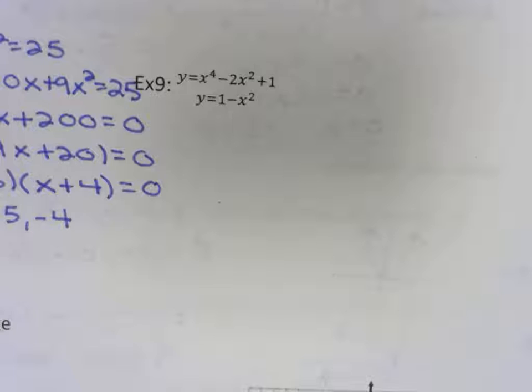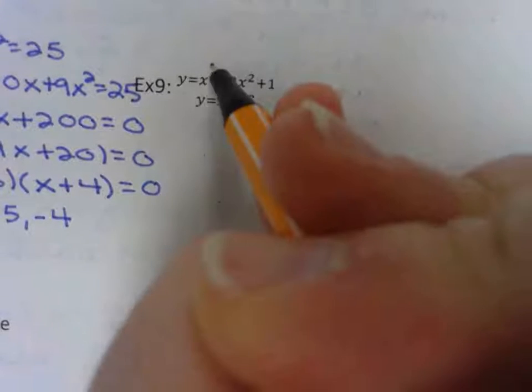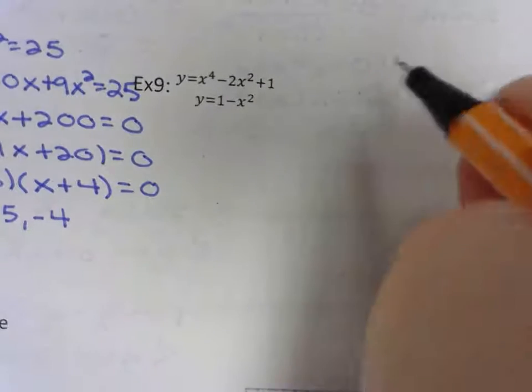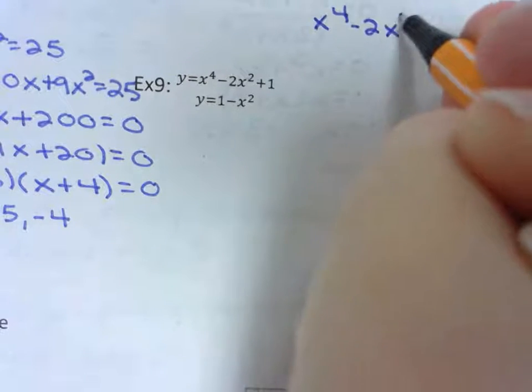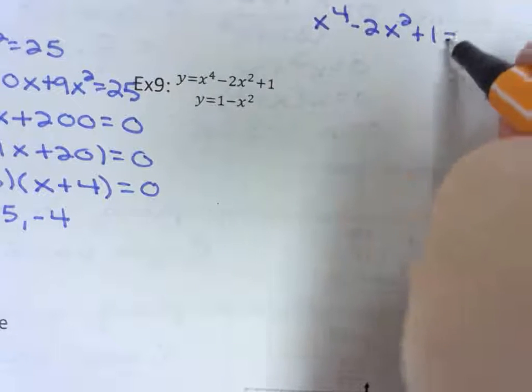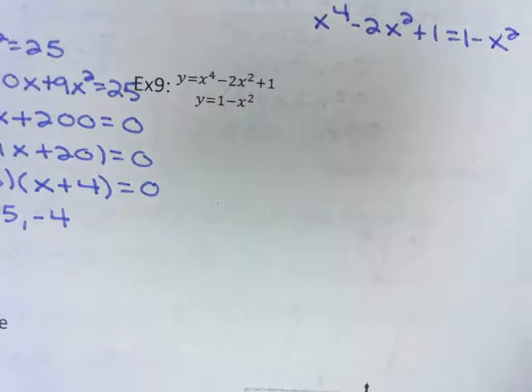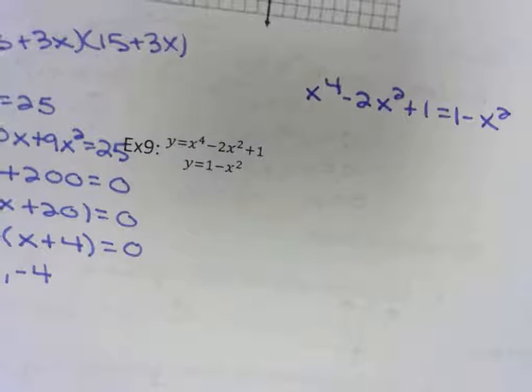Example 9. As I look at this, elimination, substitution. Yep, they're both solved for y. So basically, you're going to take the top part and plug it in for y in the bottom one. So it's just going to be x to the 4th minus 2x squared plus 1 equals 1 minus x squared. Same thing, substitution.